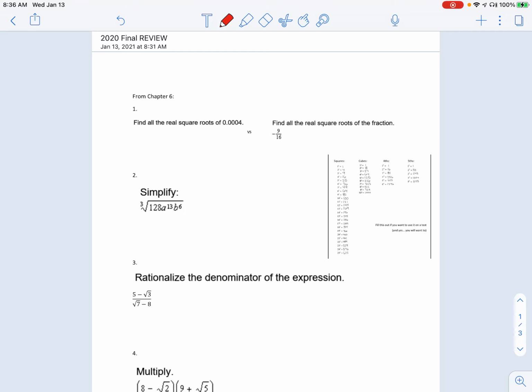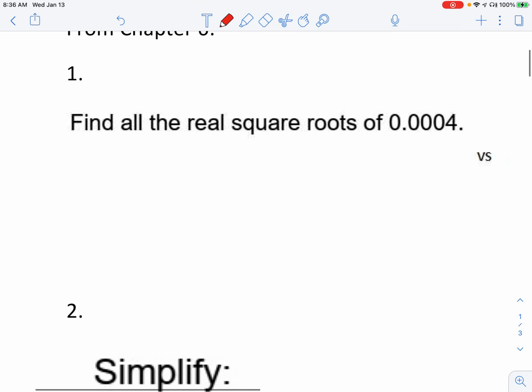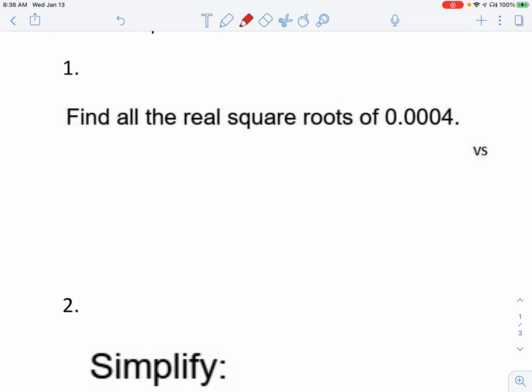Let's go ahead and take a look at the review from chapter 6. So it says find all the real square roots of positive 0.0004. The first thing I want to make sure is that it says real solutions, so they are not looking for the imaginary solutions. And square roots means we look at our square list. I know that the square root of 4 is 2. There are 1, 2, 3, 4 decimal spots in the original divided by a square. A square is like 2, right? So there's going to be 2 decimal spots at the end, so 0.2.